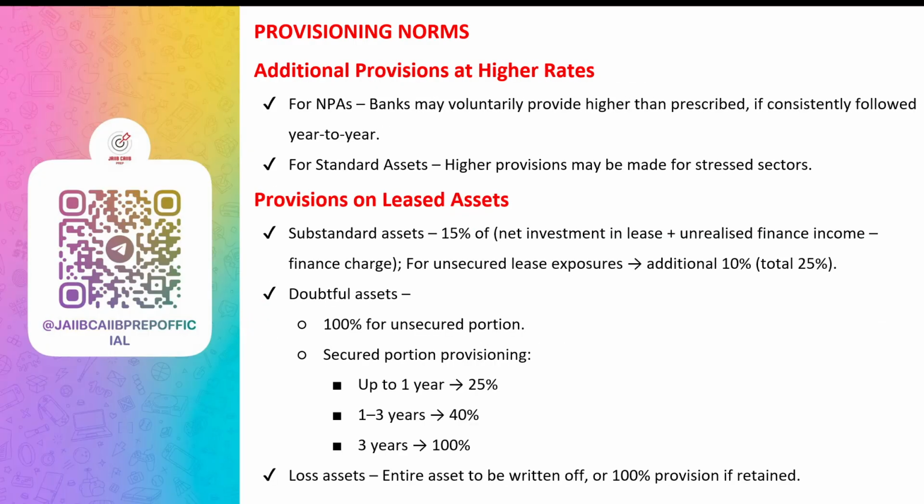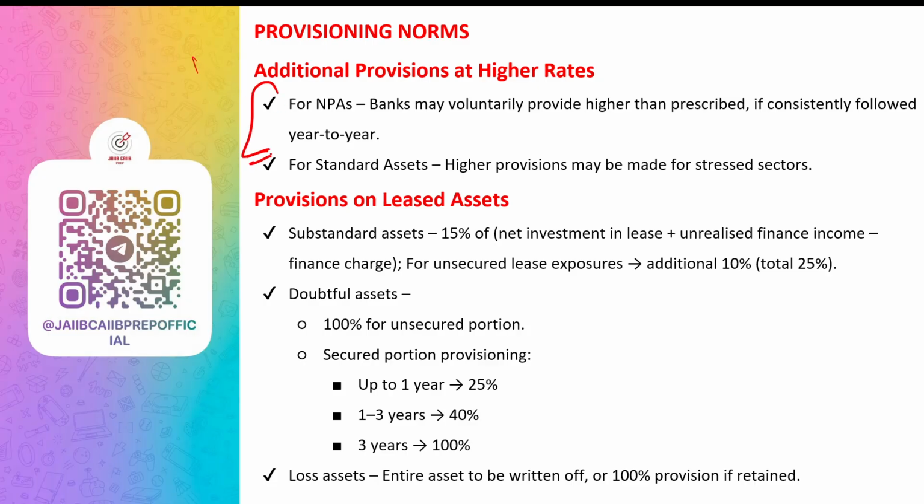Additional provisions. So apart from regulatory minimum provisions, banks may voluntarily make extra provisions at higher rates. Now these are different from floating provisions. For NPAs, banks may set aside more than the minimum required provision if they do it consistently year after year. For standard assets, banks can also create higher provisions for stressed sectors like the real estate sector, power sector, even if those loans are still standard.